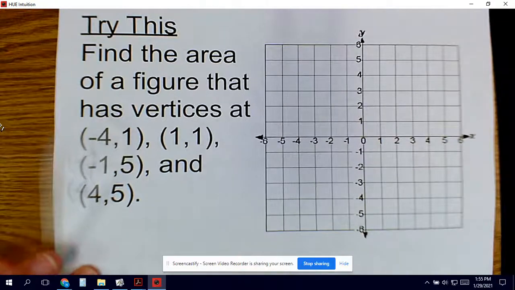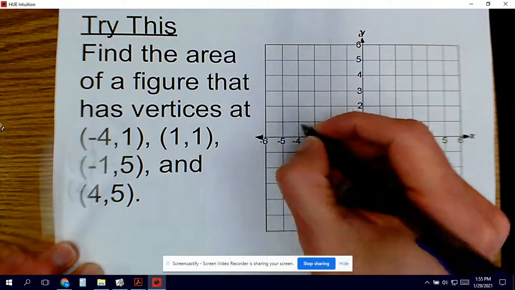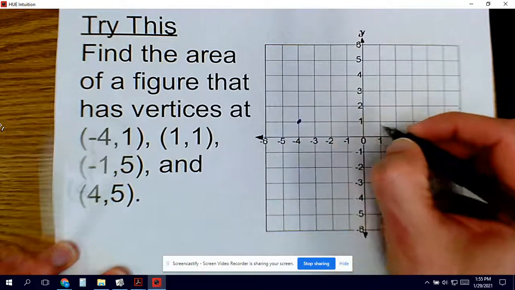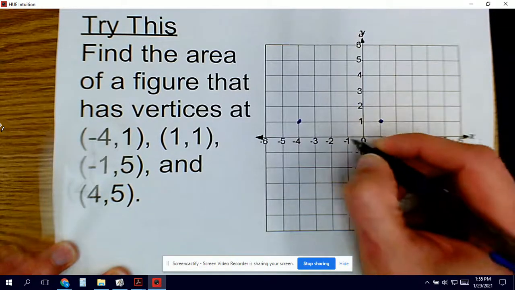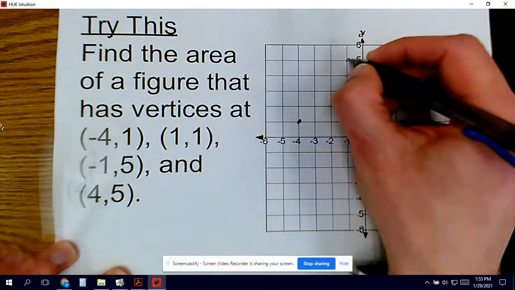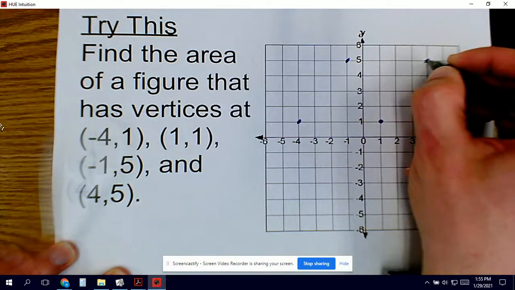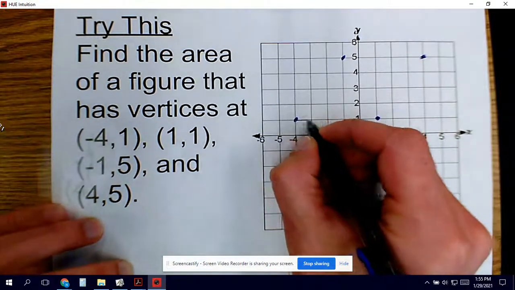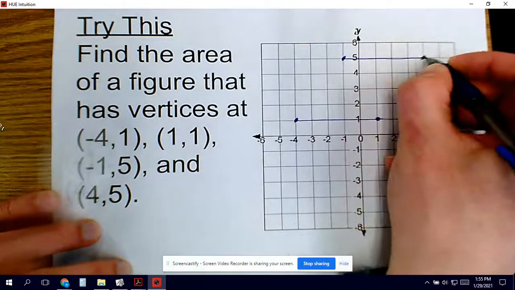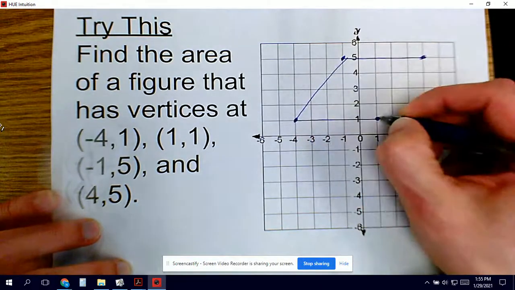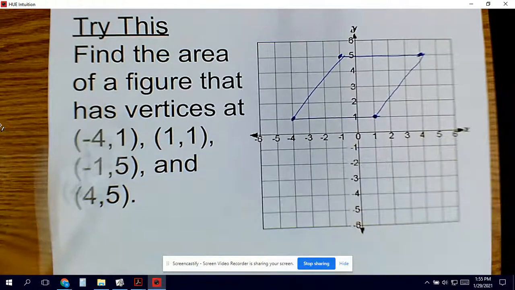All right, let's start by graphing our points. Negative 4, 1, 1, 1, negative 1, 5, and 4, 5. All right, connecting my points, we have ourselves a parallelogram.